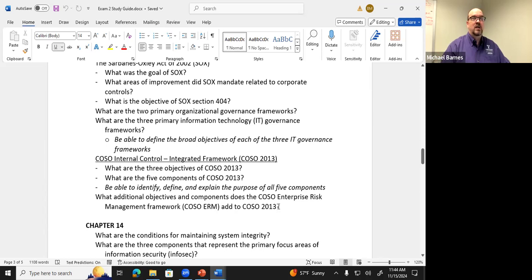5 components of COSO. We talked about this at length. I walked through them there. You need to know these really, really well. When I say know, not just their names, but be able to actually provide definitions of each, okay?